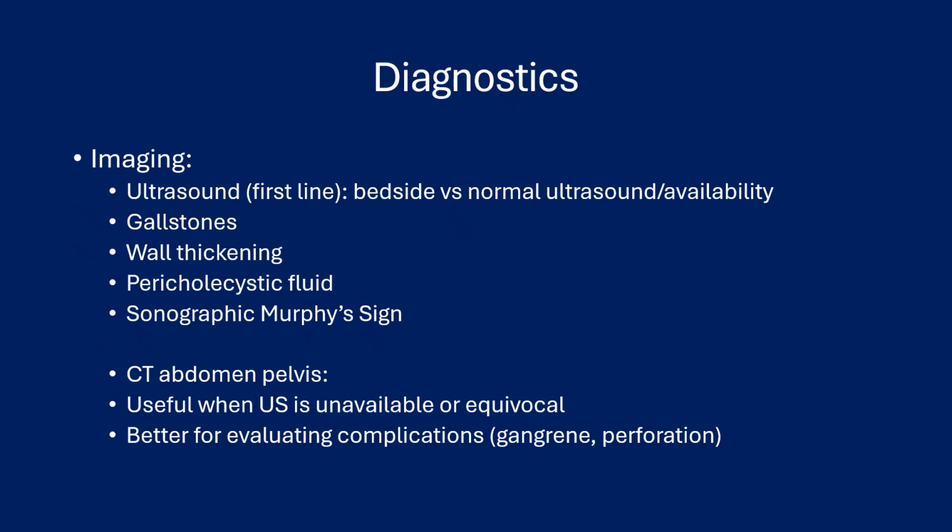Diagnostics, imaging, ultrasound: first line, bedside versus normal ultrasound, and availability issues. With the ultrasound, you're looking for gallstones, wall thickening, pericholecystic fluid, and what's called a sonographic Murphy's sign. Much like the physical exam, sometimes in the process of doing the ultrasound, you'll see what's called a positive Murphy's sign. And whoever's doing the ultrasound will usually comment on that in the report.